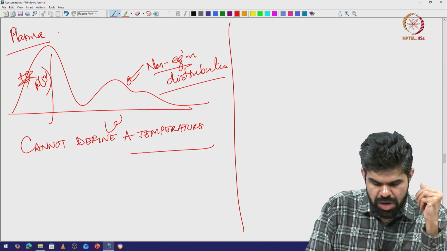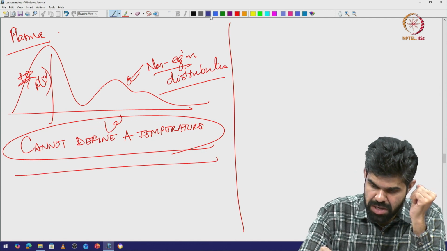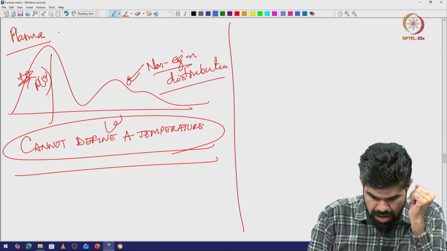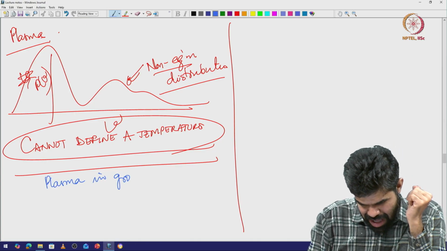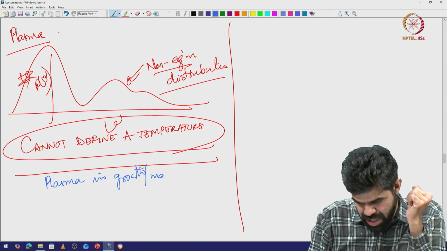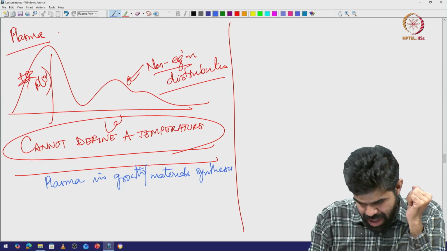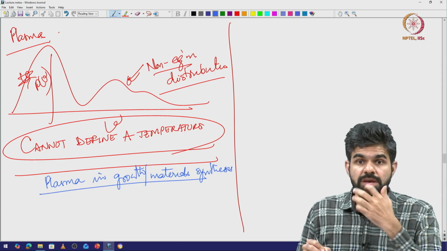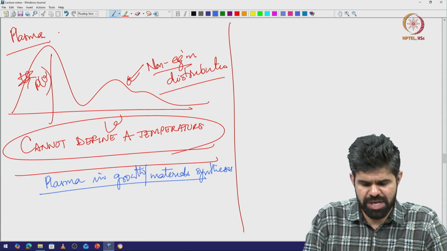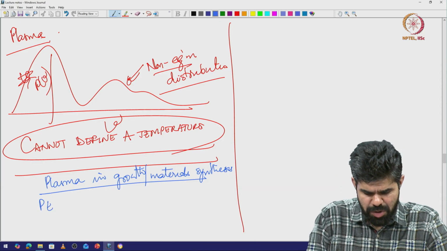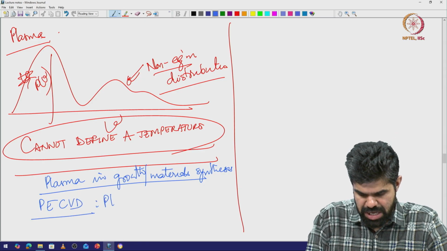Right. Even in your growth processes, sometimes you use plasma, right, or material synthesis processes use plasma, right, and this plasma, if it is reasonably low energy, so if I am using something in a process called PECVD, plasma enhanced chemical vapor deposition, right.